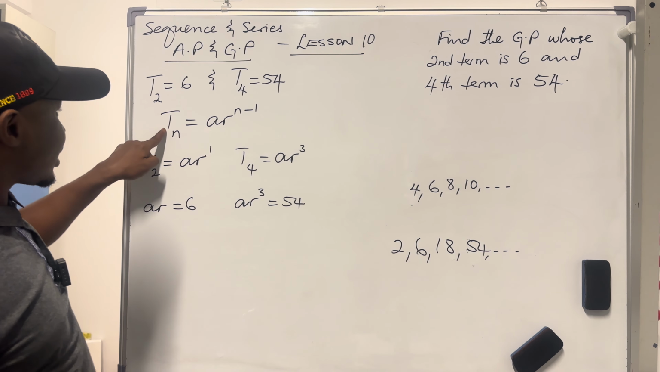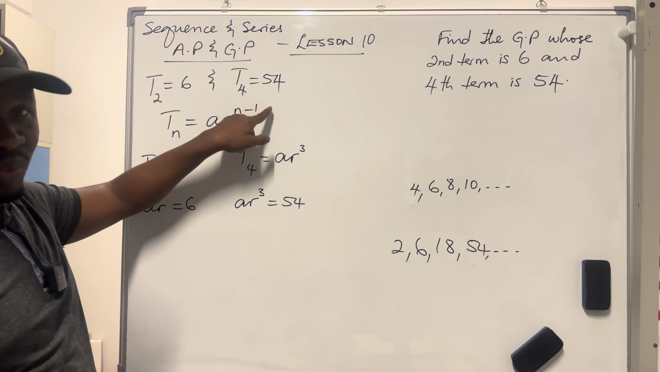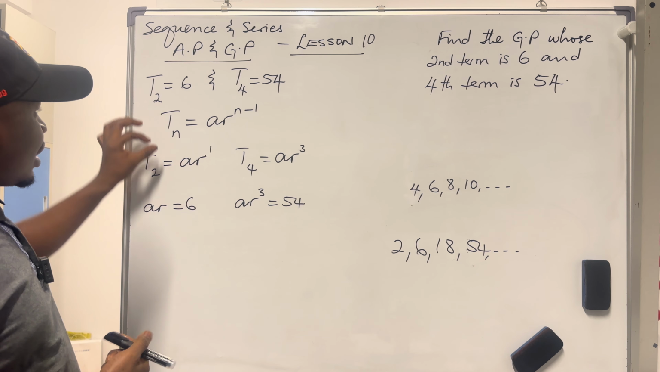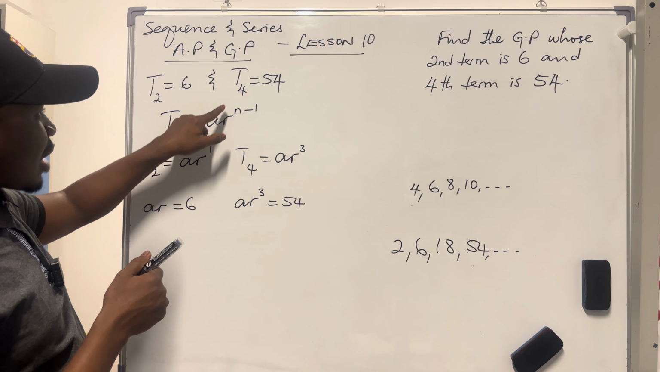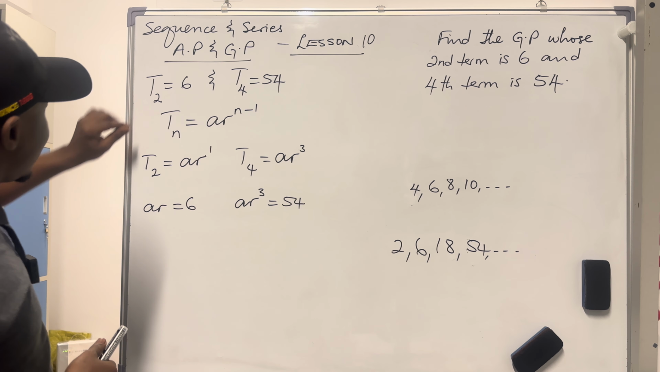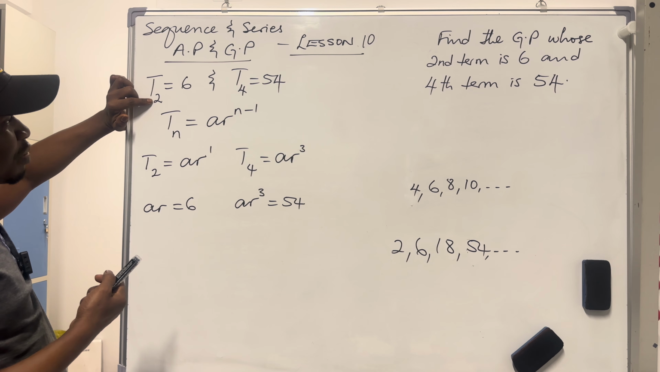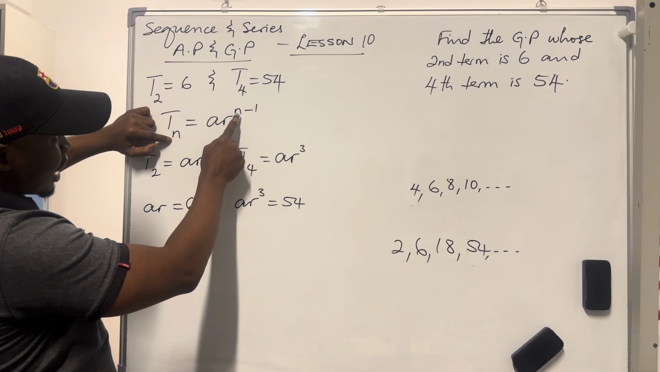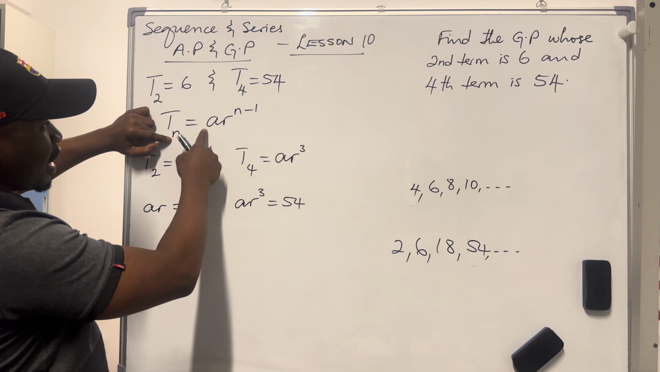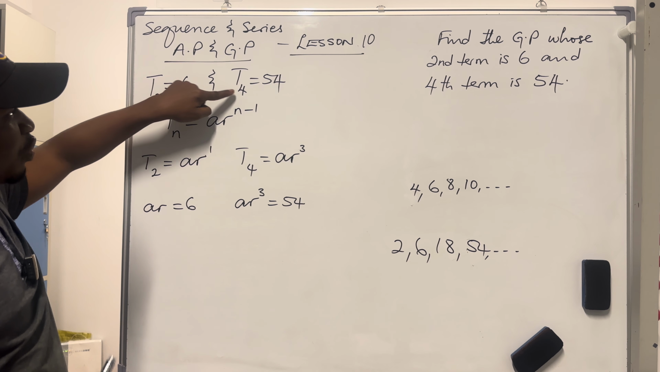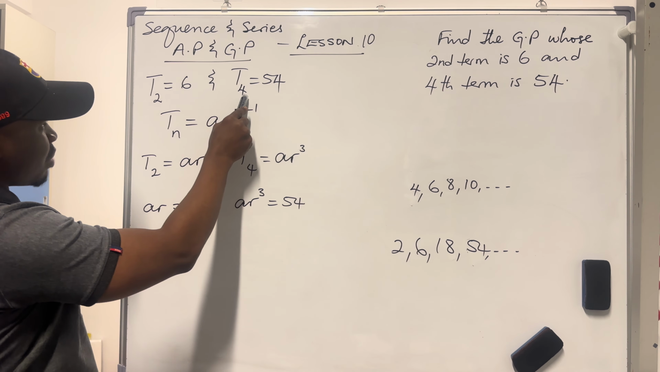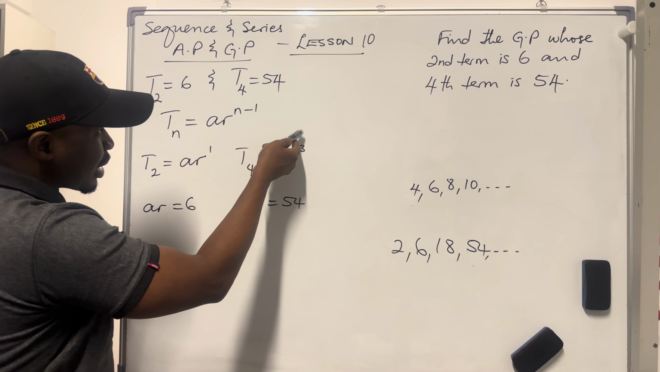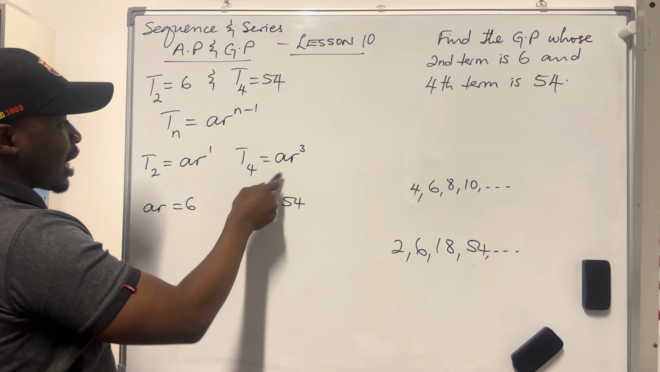Generally, the nth term, the general term, for a GP is AR to the power n minus 1. If we want to find the second term, 2 replaces n, and 2 minus 1 is 1, so AR to the power 1. If we need the fourth term, 4 replaces n, so AR to the power 4 minus 1. 4 minus 1 is 3, so AR to the power 3.